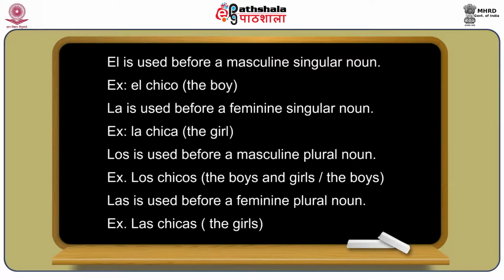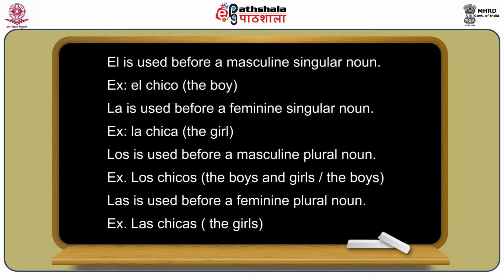So again, the articles in Spanish are el, la, los y las. So el chico means the boy, la chica means the girl, los chicos means the boys, and las chicas means the girls. So el is used before a masculine singular noun, el chico, and la is used before a feminine singular noun, la chica. Los is used before a masculine plural noun, los chicos.